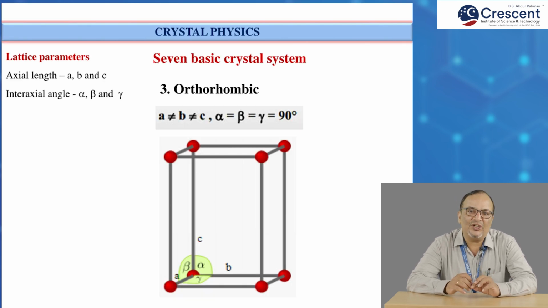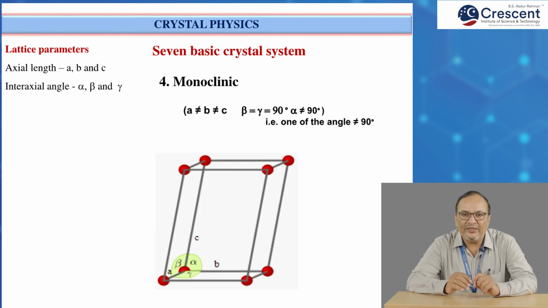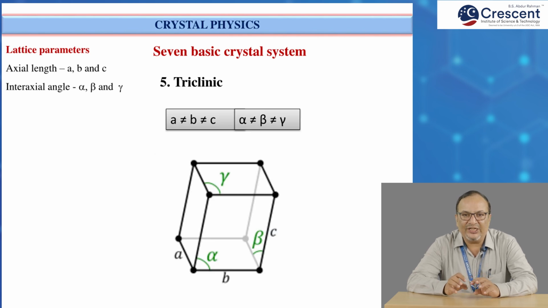The next one is orthorhombic. Can you see the axial lengths are not equal, but the interfacial angles alpha, beta, gamma are equal to 90. So this is one of the crystal structures. See the monoclinic: all the axial lengths are not equal, and any two angles are 90, while one of the angles, in this diagram alpha, is not equal to 90. One of the angles, either alpha or beta or gamma, is not equal to 90, which forms the monoclinic structure.